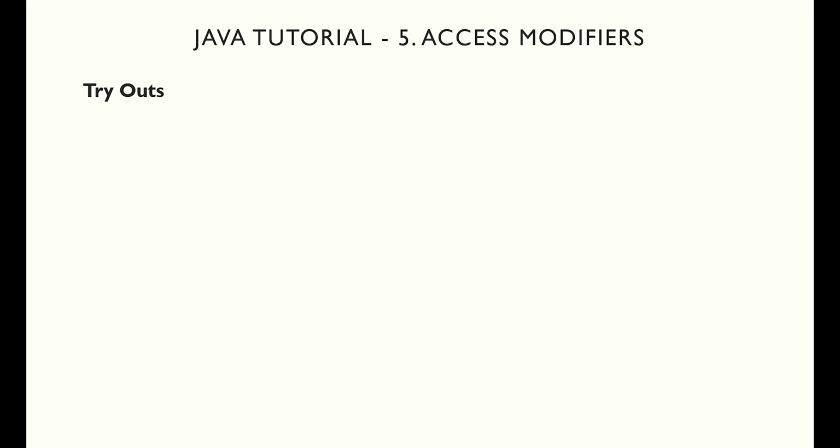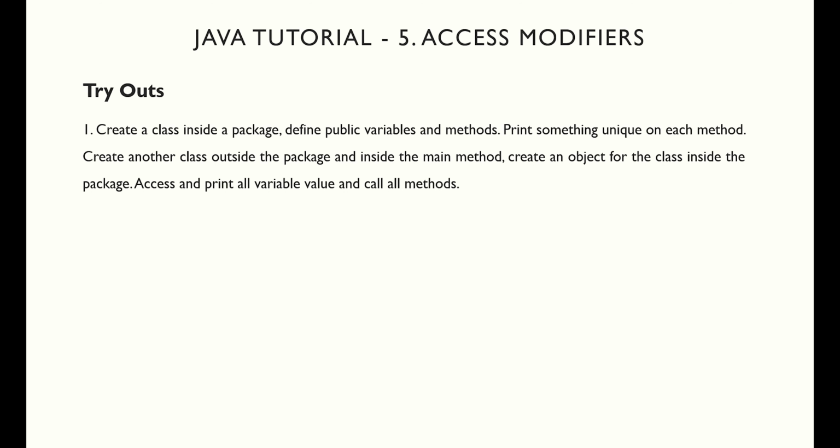Practice makes you better. You can master any programming language if you keep practicing coding. After every topic, I will list out the programs for you to try out. 1. Create a class inside a package. Define public variables and methods. Print something unique in each method. Create another class outside the package, and inside the main method, create an object for the class inside the package. Access and print all variable values and call all methods.